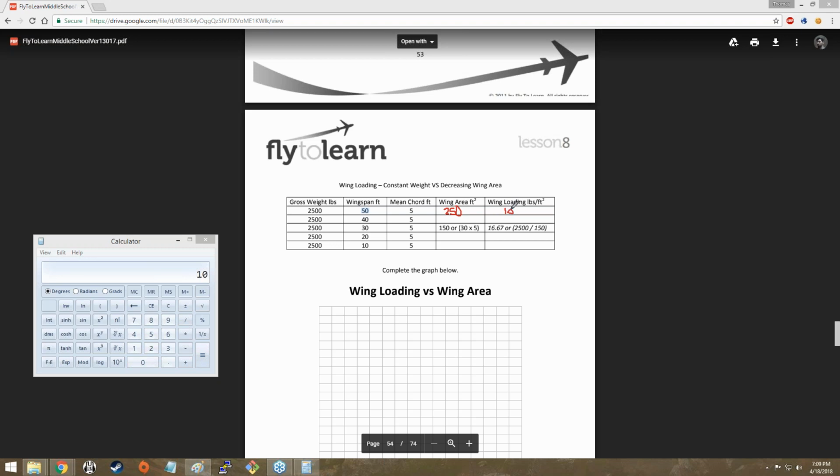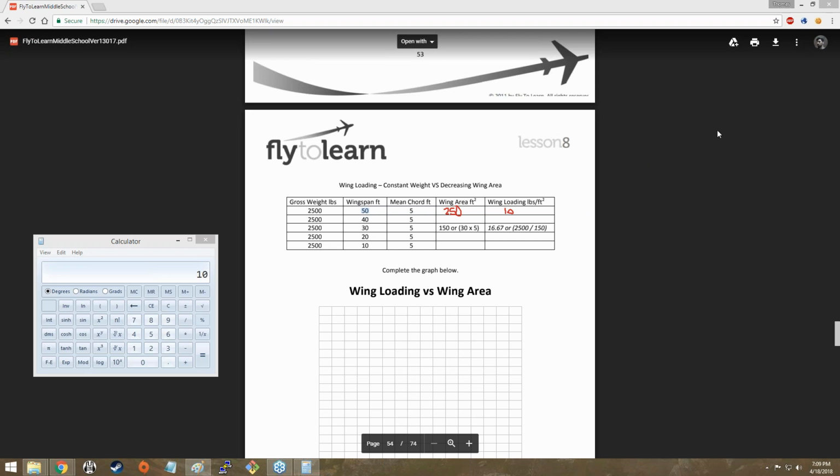So that means each square foot of wing has to lift 10 pounds, which is not so bad. I mean, that's pretty reasonable, right? Like, you guys can lift 10 pounds. I probably can lift 10 pounds. It's not so bad.